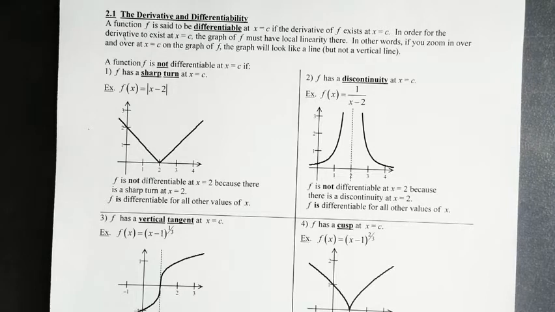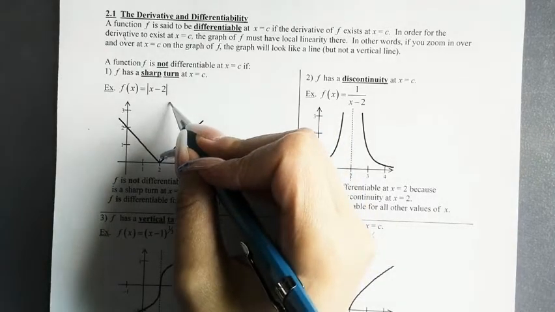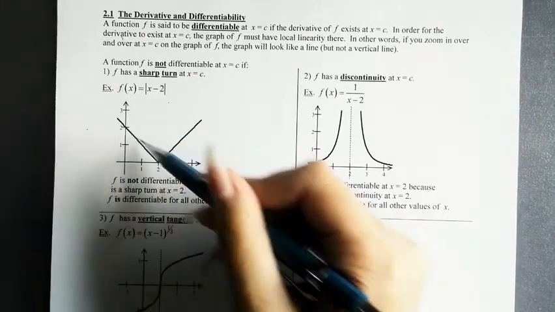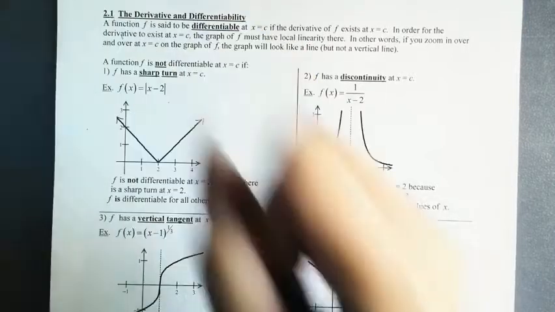In other words, if you zoom in on the graph of f at x equals c, the graph will look like a line, but not a vertical line. We have this situation: a function f is not differentiable at x equals c if the following happens. The first example: f of x is equal to the absolute value of x minus 2, meaning you have this graph. And hopefully you remember this from Algebra 2.